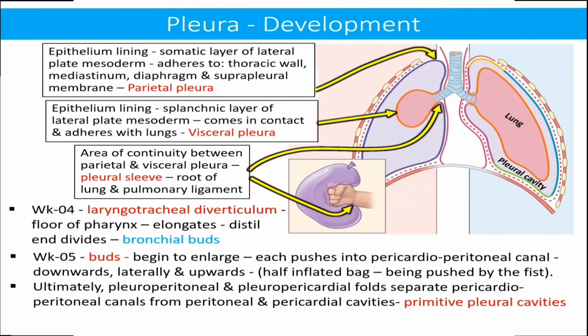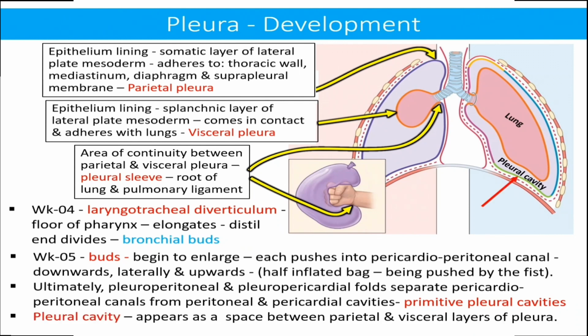The area of continuity between parietal and visceral pleura appears as a pleural sleeve and covers the root of the lung and also becomes the pulmonary ligament. The space between the parietal and visceral layer of pleura becomes the pleural cavity.